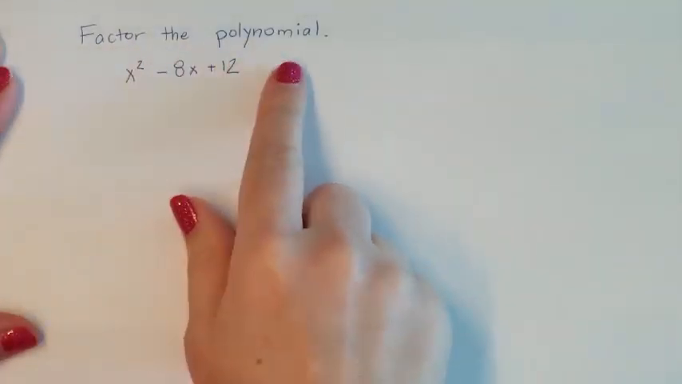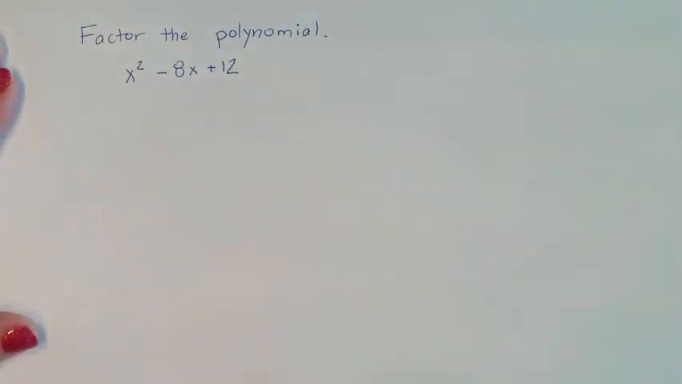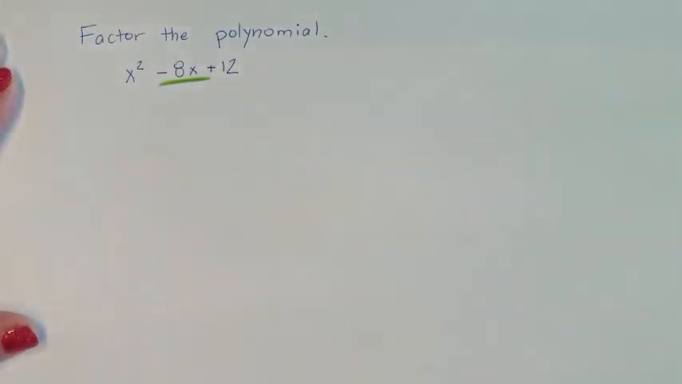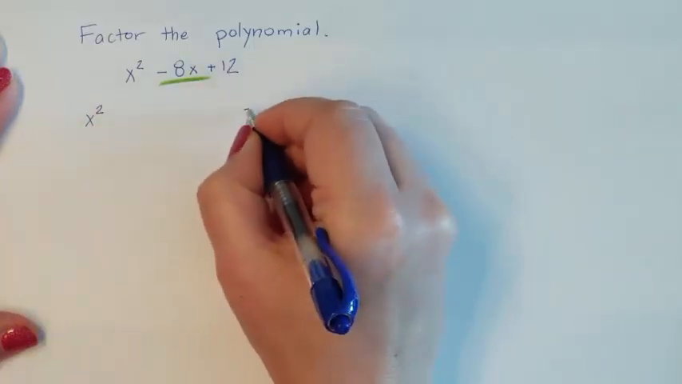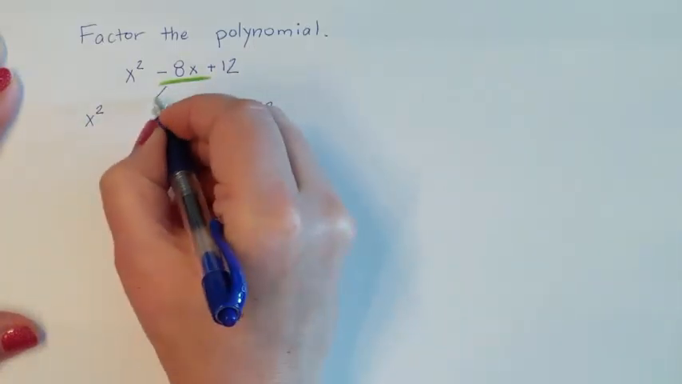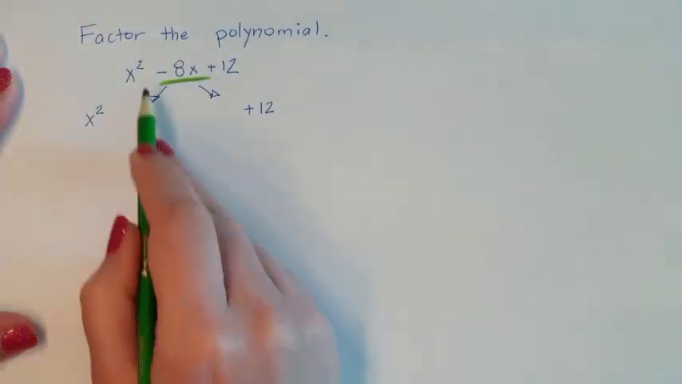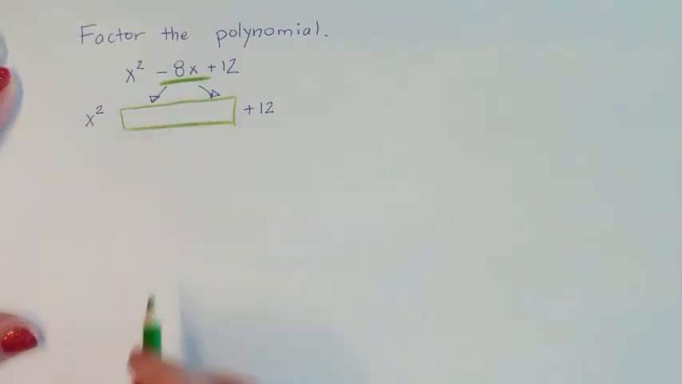So we're being asked to factor the polynomial. I have 3 terms in my polynomial. I don't know how to factor it if it's 3. I want to mathematically figure out how to rewrite the middle so it's 4. So this x squared is going to stay as an x squared. This plus 12 is going to stay as a plus 12. I'm going to try and figure out some way to rewrite the minus 8x using 2 terms, so I actually end up having 4 terms in total.